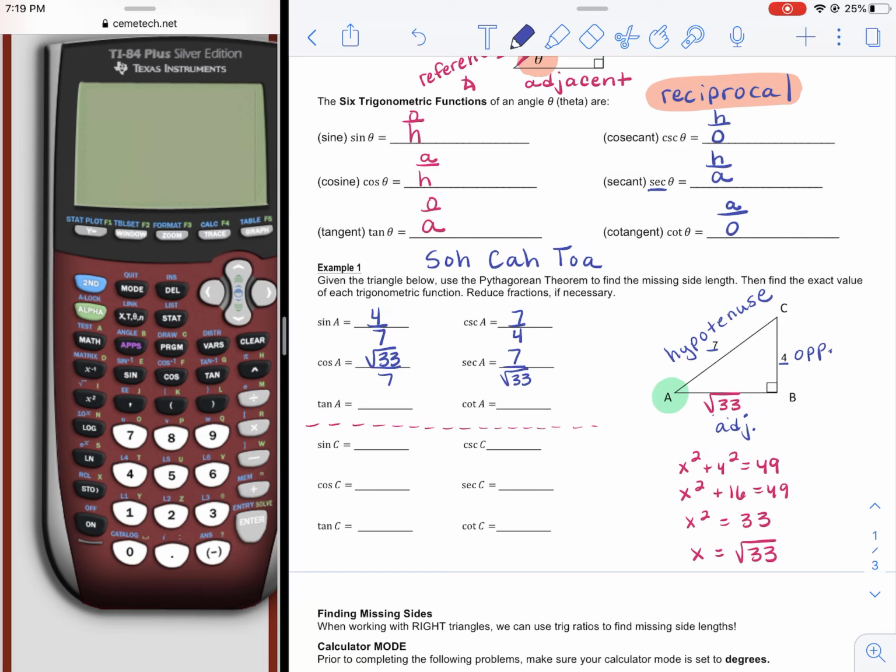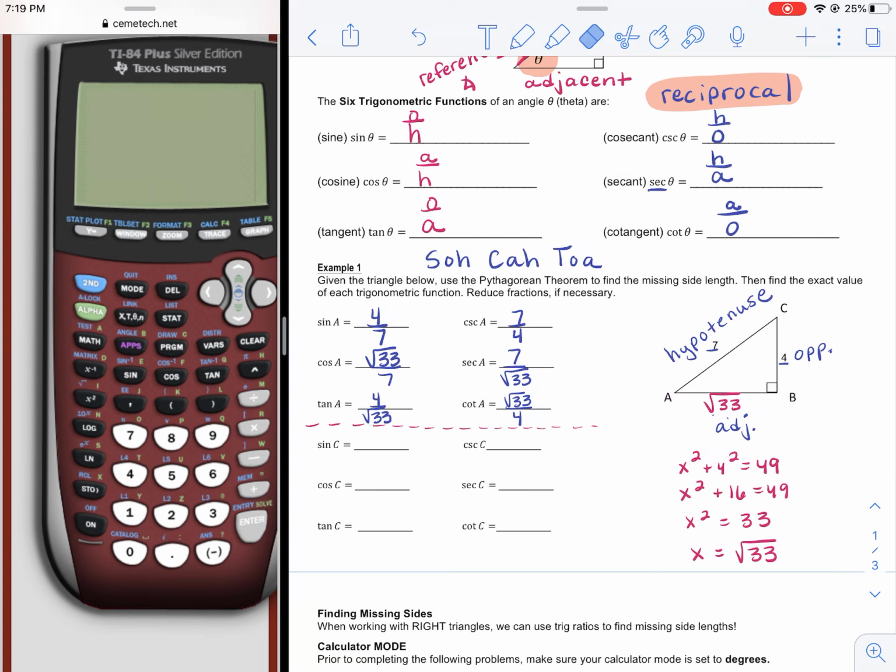And lastly, for the tangent of angle A, we're going to do the opposite side over the adjacent side, which is 4 over the square root of 33. And then the cotangent, we just have to flip that. And so we get the square root of 33 over 4.